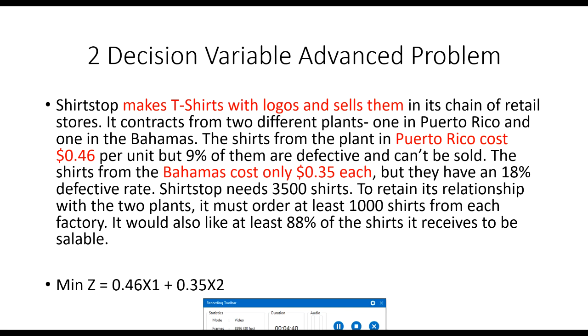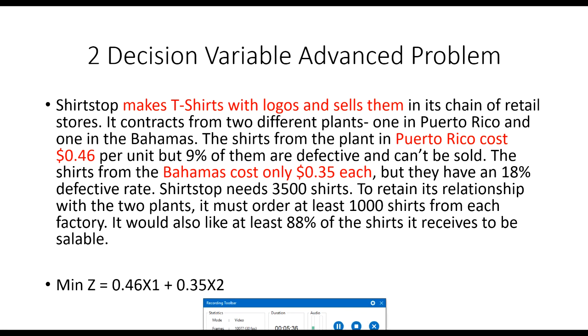We also know from the information given that the plant in Puerto Rico is 46 cents per t-shirt. The plant in the Bahamas is 35 cents per t-shirt. So now we have our decision variables, we know it's a minimization, and we have the parameters attached to that. So our objective function, which we can see at the bottom of the screen, becomes min z equals 0.46x1 plus 0.35x2. That's the first step. Once we've completed our objective function, the next obvious step that we've followed time and time again is to move on to our constraints.